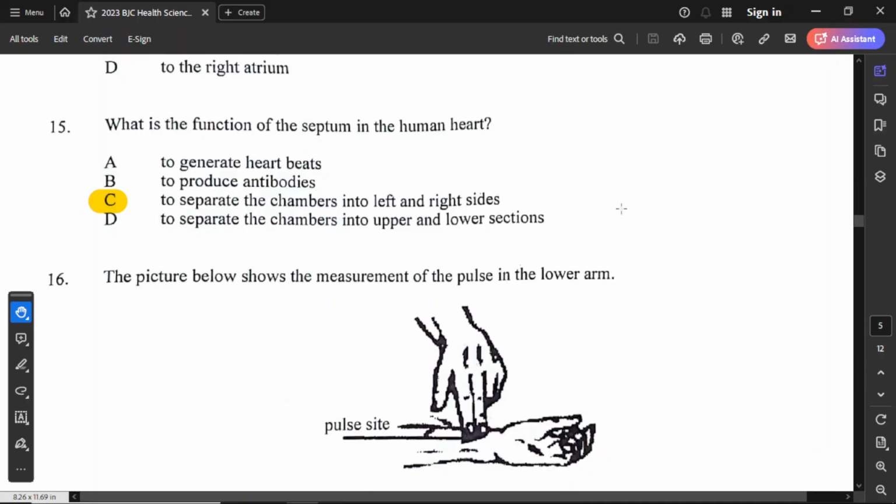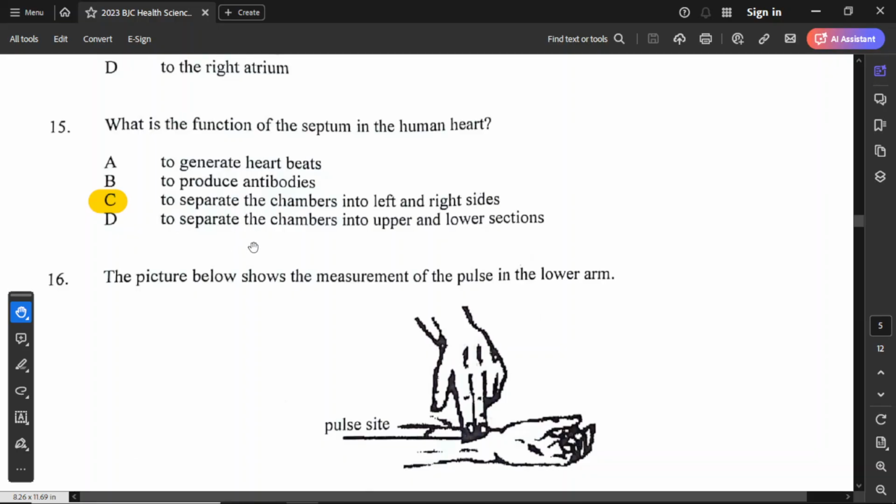Question number 15. It said, what is the function of the septum in the human heart? The septum is a muscle that separates left from right, and so option C is correct. It separates the right chambers from the left chambers. You can also make a note that the septum also separates oxygenated blood from deoxygenated blood.